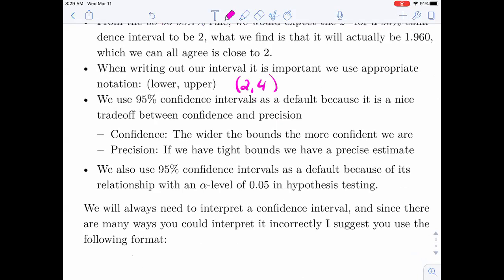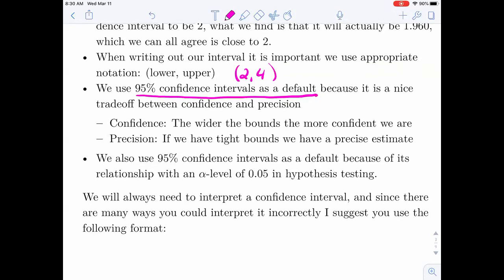We've said, okay, well, 95% confidence intervals, that's our default. So when you go out into the real world, if you're doing 95% confidence intervals, then you're safe, right? Everything is fine, because you can say, well, that's the default. Once you know more about what you're studying, then you can change your confidence interval, but the default is going to be 95%. I'll always tell you what confidence level to use, so it's not something that you have to worry about.